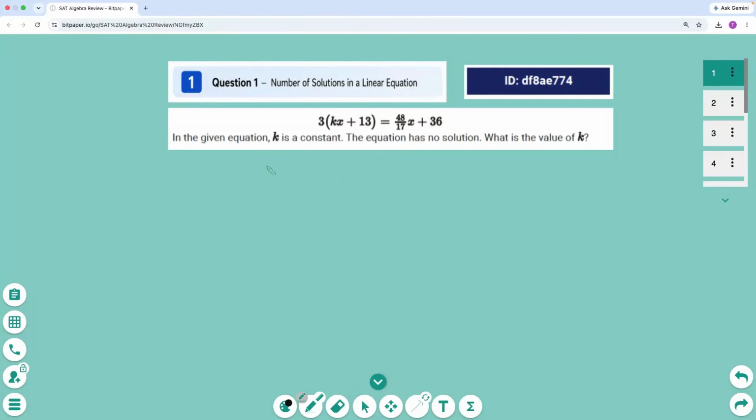We are given the equation 3 times (kx plus 13) is equal to 48/17 x plus 36. Here, k is a constant. The question states that the equation has no solution and we need to find the value of k. We can think of this equation as setting two linear functions equal to each other.